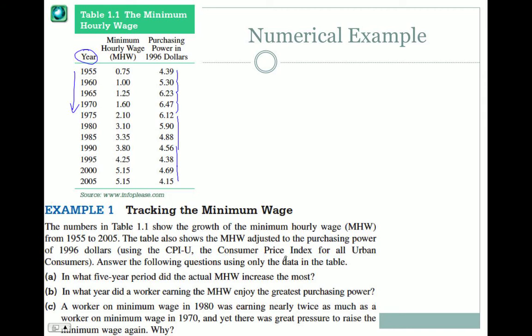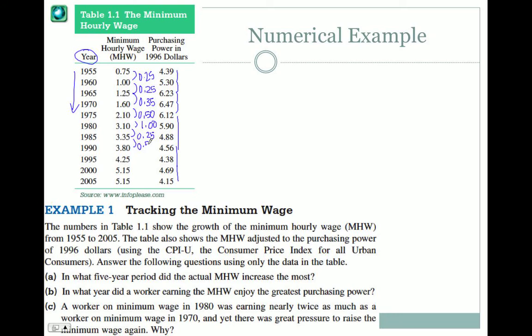A: in what 5-year period did the actual minimum hourly wage increase the most? We're looking for the biggest increase. We see 25 cents, another 25 cents, then we go up 35 cents, then 50 cents. There's a contender. Oh, never mind, there's $1. And then from this one, we're back to 25 cents.